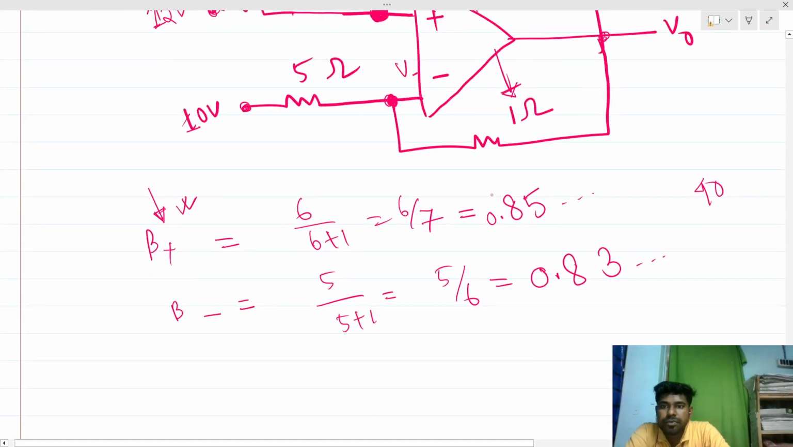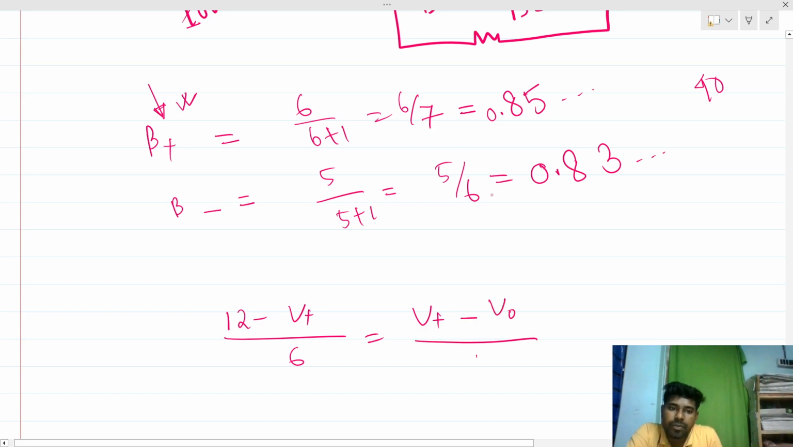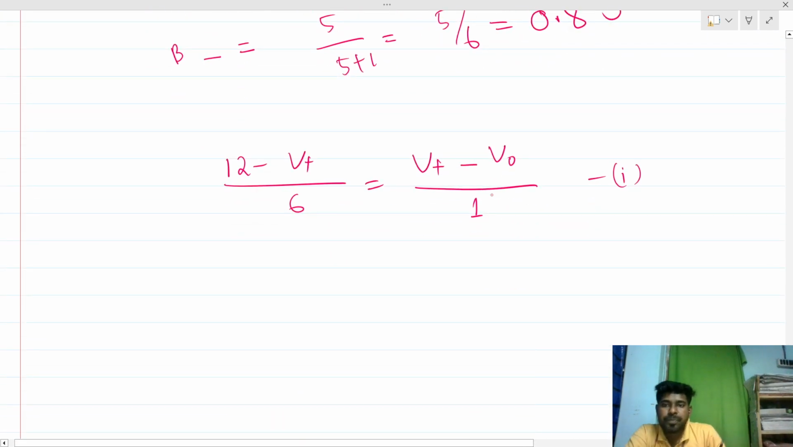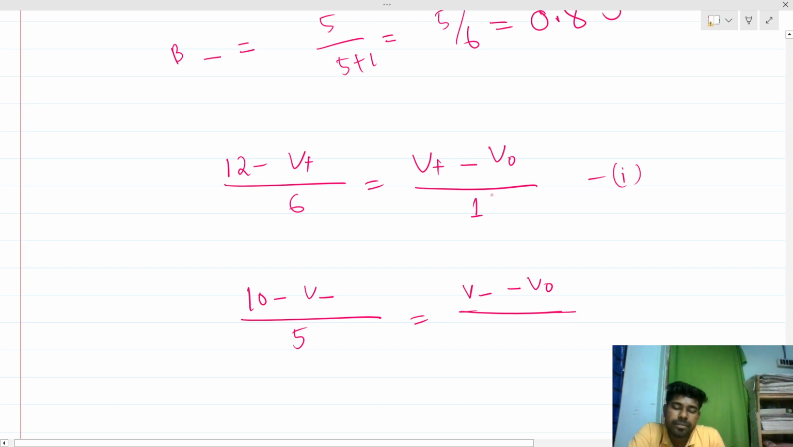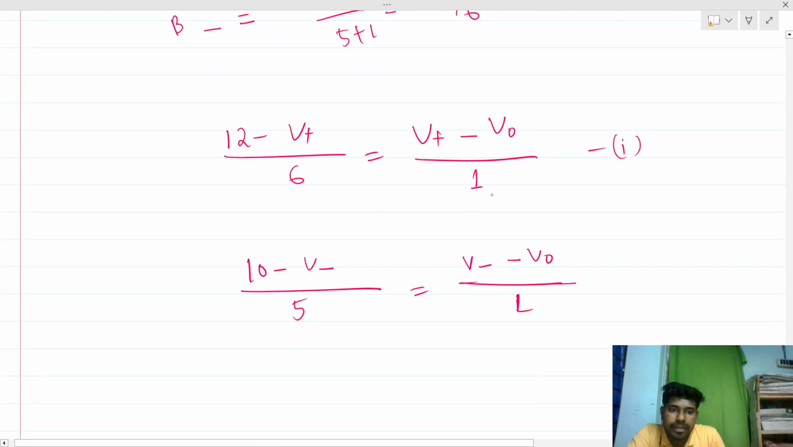12 volt minus V positive divided by 6 will be equal to V positive minus V out by 1, right? So this will be an equation. And the second equation will be 10 minus V negative divided by 5 will be equal to V negative minus V out by 1, I guess, right? So yes, this will be 1.